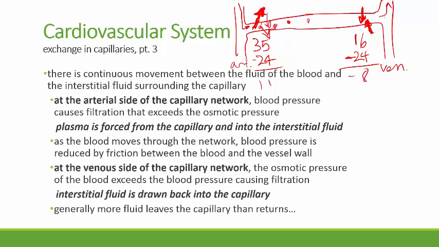Here at the venous side, the interstitial fluid is drawn back into the capillary, bringing with it carbon dioxide and other wastes of metabolism, and anything that the tissues are trying to get rid of gets put into the blood here and then carried back by the venous circulation back toward the heart.